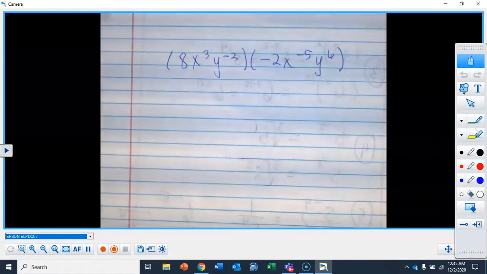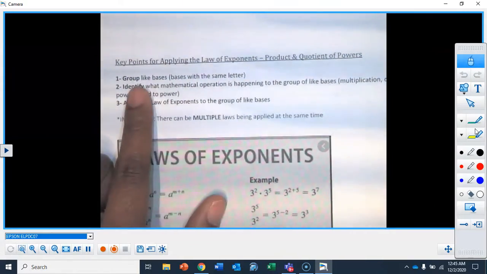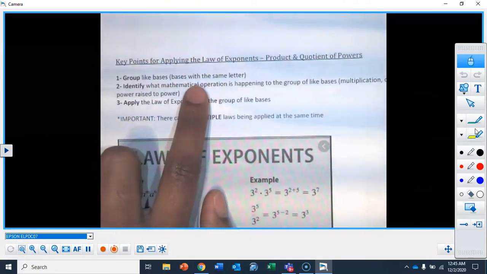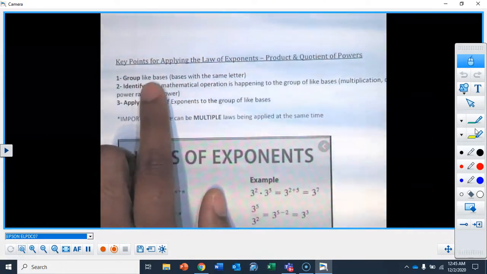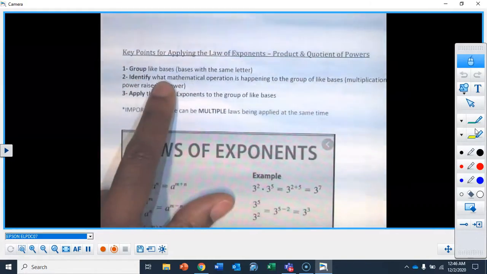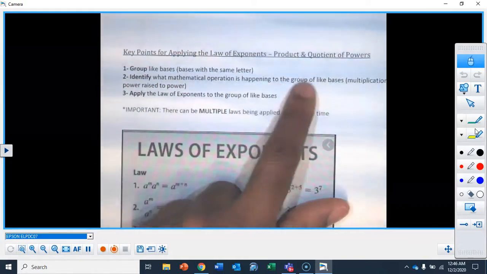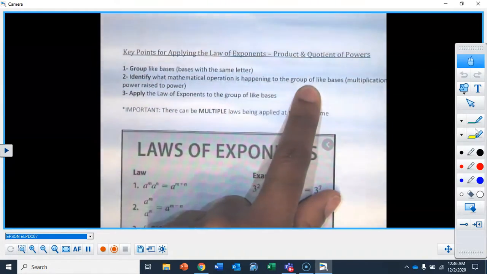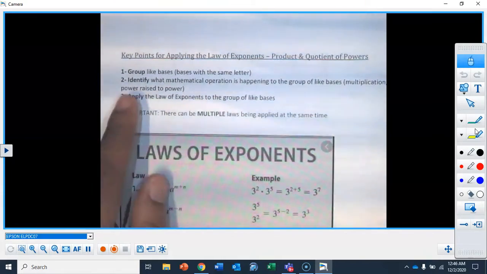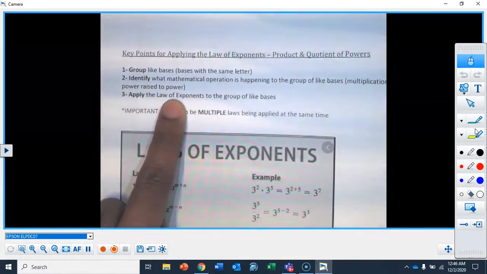And that's what I told you in class, that the key points for this skill were, number 1, group our like bases. So bases with the same letters and even numbers, I showed you, you can put them together. Group like bases together. And then identify what mathematical operation is happening to that group. Is multiplication happening to this group? Is division happening? And then apply the law of exponent using our formula sheet.